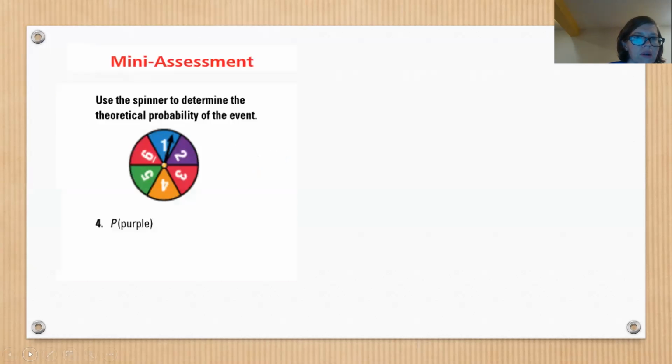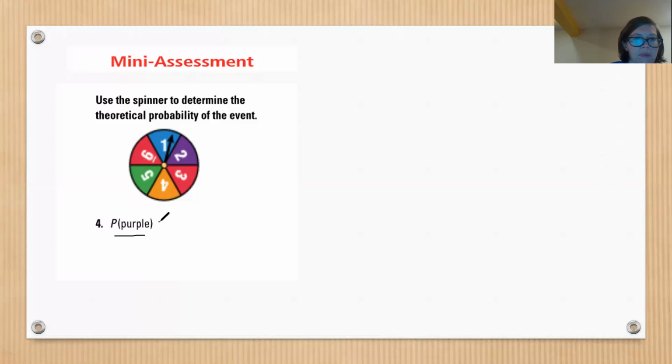All right, so we are going to move on, and this is where I would ask you to pause the video if you don't have paper and pencil, because you're going to need that. I want you to try to work out these problems, and we will go over the answers, okay? This is a little mini assessment, and we're going to use the spinner here to determine the theoretical probability of the event, okay? As you can see, our spinner has numbers and it also has colors on it. So the first question is asking us to determine the probability of spinning purple. What is the theoretical probability of the event of spinning purple?